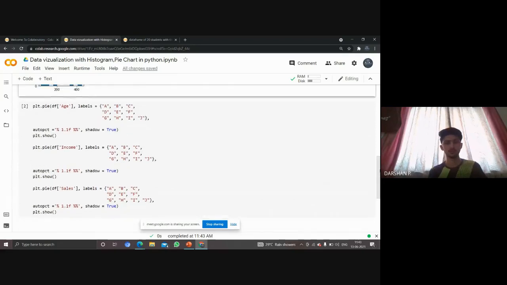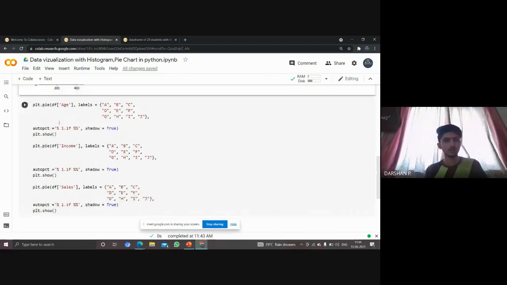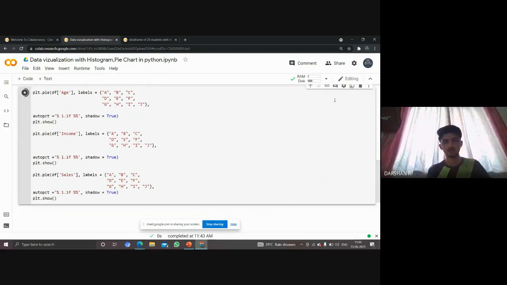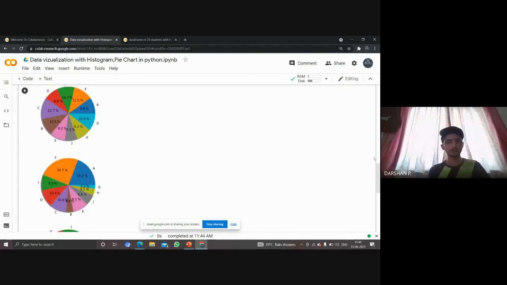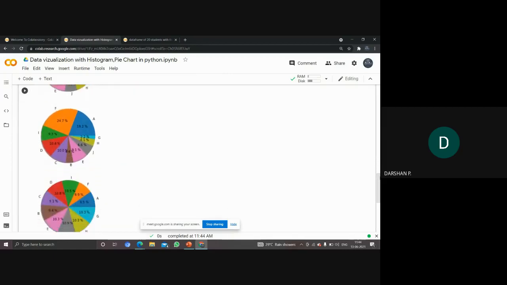Here all the elements are listed in the form of a dictionary and in string format, where autopct enables you to display percentage values in the chart, like .2f for two decimal places, etc. We run this code, and we get what we want: the percentage format of the pie chart, with their sales, ages, and income in a particular order in the pie chart.